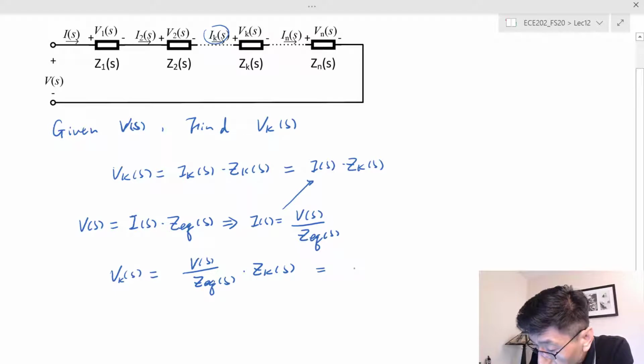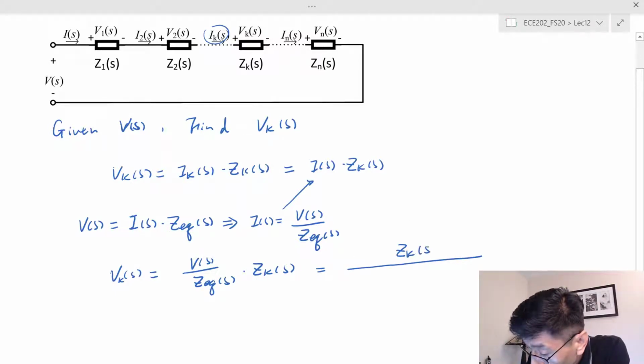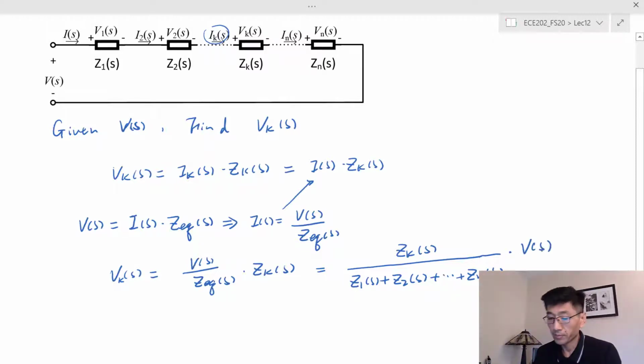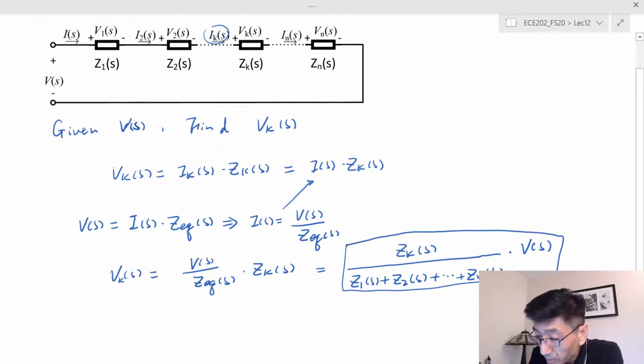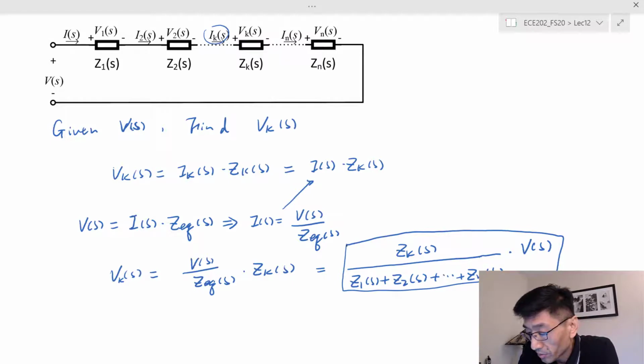Or if I write it slightly differently, I can put Z sub ks here, and replace Z sub eq by the sum of all the impedances, Z sub 1 plus Z sub 2 and so on up to Z sub ns. Then I need to multiply by the total V sub s. So that's how I can get the voltage division. Basically, if you want the voltage across one of these elements, you just use that impedance divided by the total impedance.